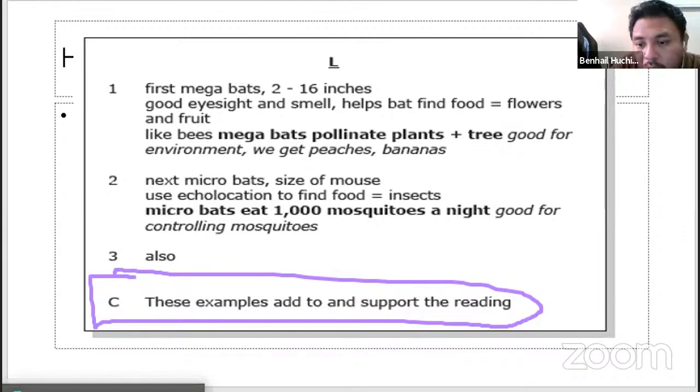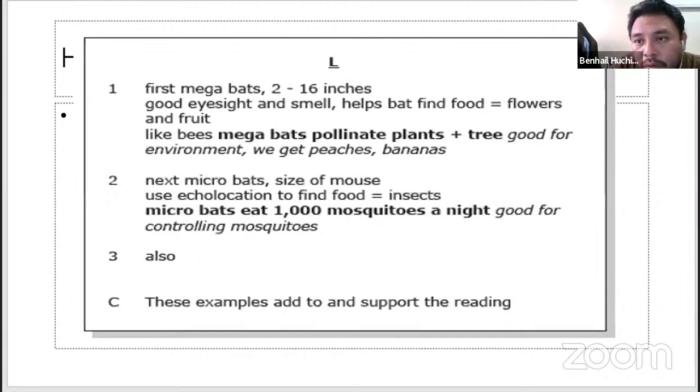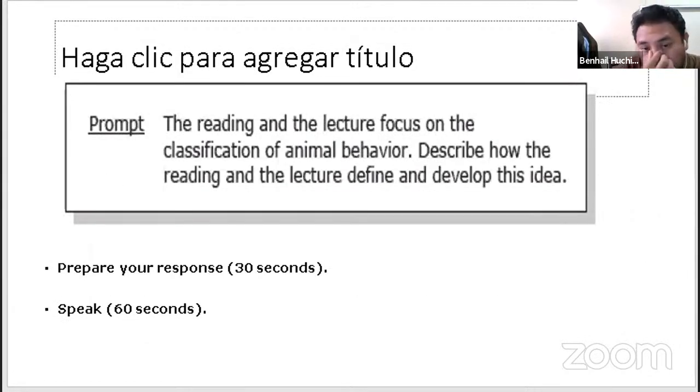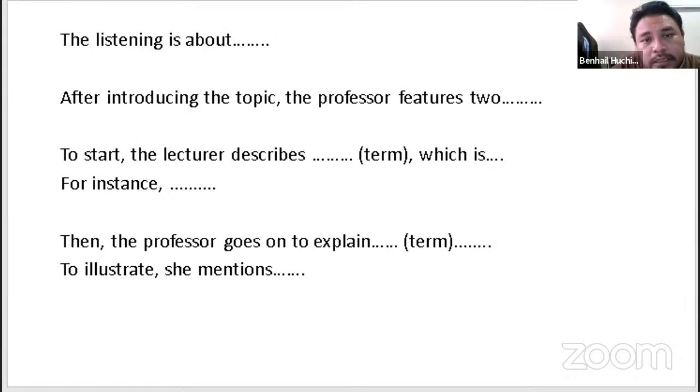When the lecture ends, it will change automatically to the prompt, which asks you to summarize the ideas in both. It will appear automatically. You will listen to the narrator say that the reading and the lecture focus on the classification of animal behavior. Describe how the reading and the lecture define and develop this idea. Okay, 6 and 30. At that point, you already have something like this in your mind.